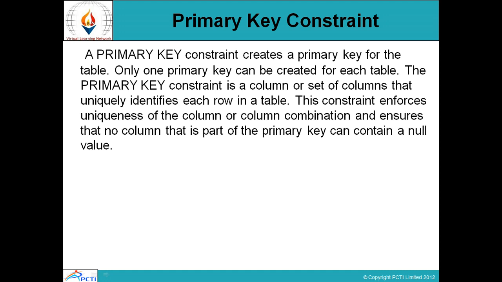The primary key constraint is a column or set of columns that uniquely identifies each row in the table. This constraint enforces uniqueness of the column or column combination and ensures that no column that is part of the primary key can contain a null value.